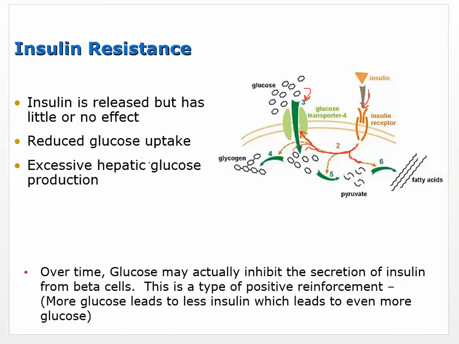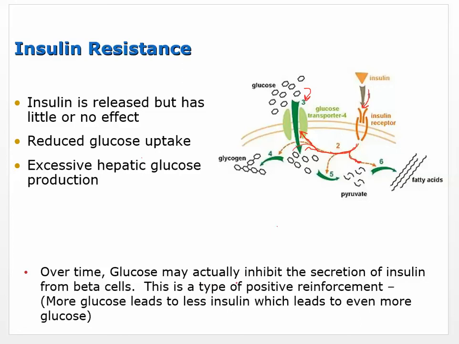So reduced glucose uptake, excessive hepatic glucose production, because insulin is also telling your cells, especially in the liver, to stop making glucose. It's saying we have enough. So insulin is saying, hey cells, we've got a lot of glucose out here in the blood. We need to get rid of that, and you need to stop making more glucose, liver. But the liver doesn't get that message, and so it continues to produce more glucose. So it can kind of snowball, be a big problem.